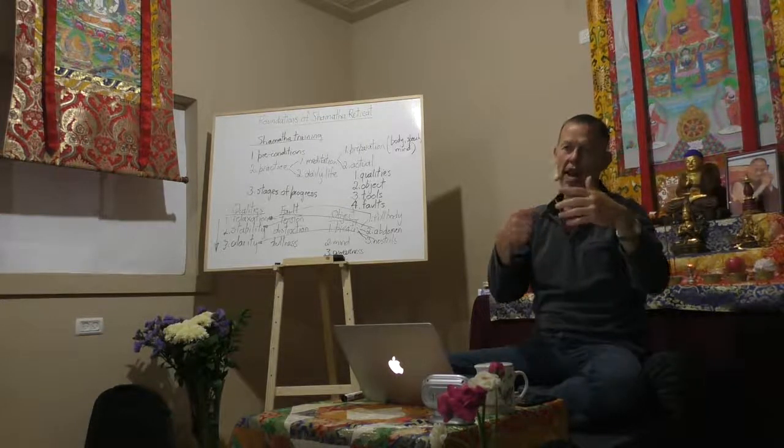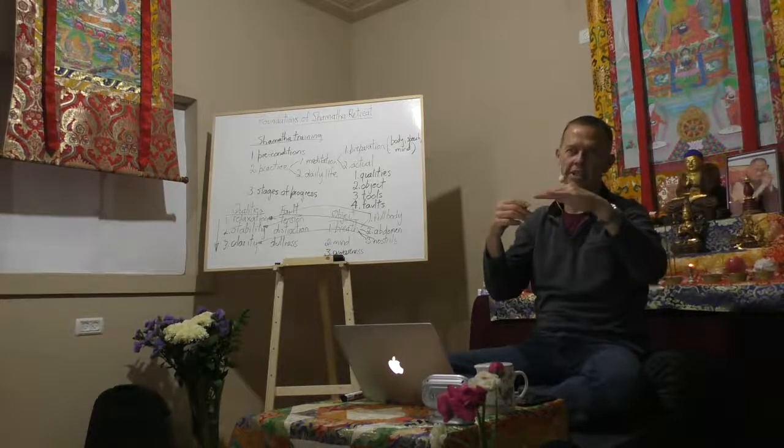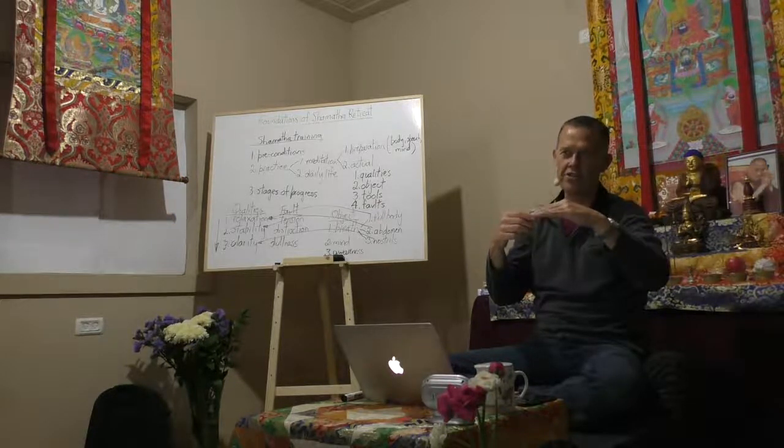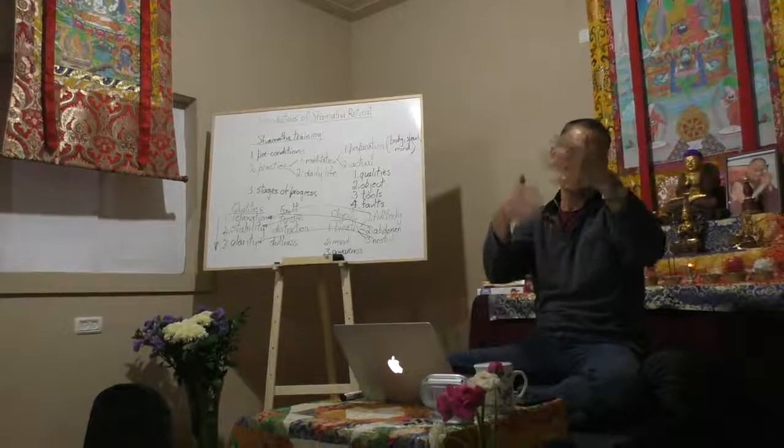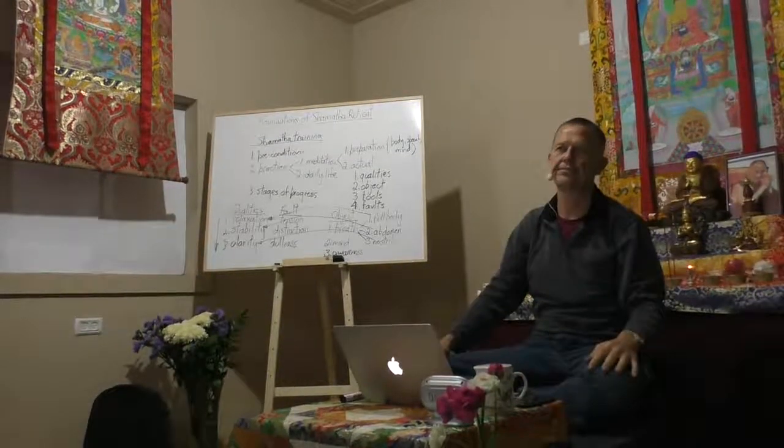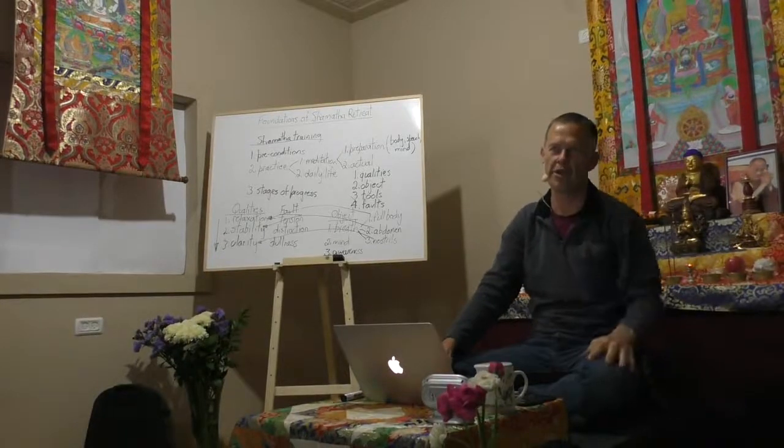So in the Mahayana Buddhist traditions, they talk about Shamatha as the concentration practice. In the Theravada traditions, they talk about these 4 jhanas. But they're all concentration. Any one of those are good for Vipassana.